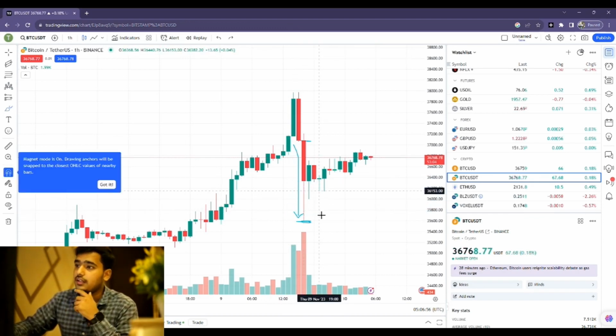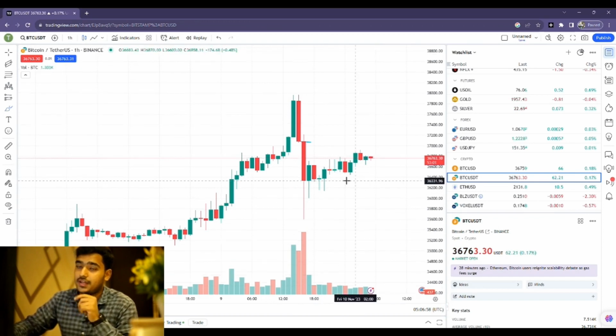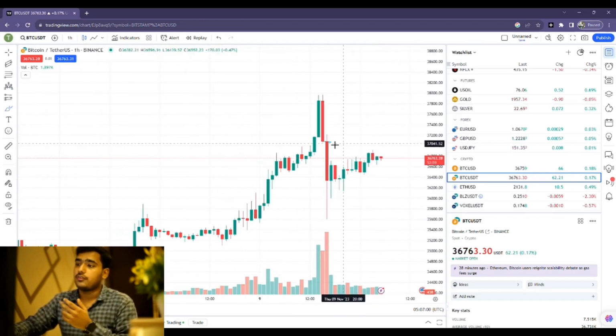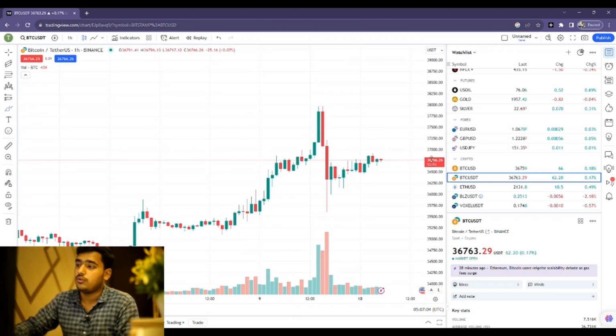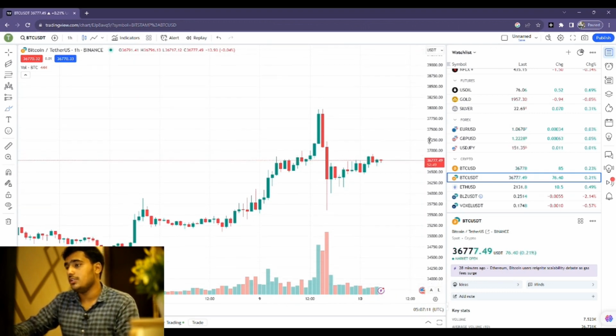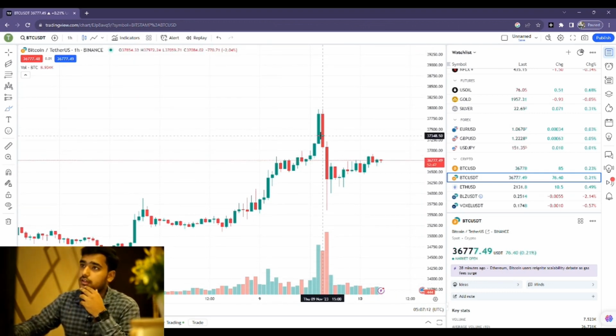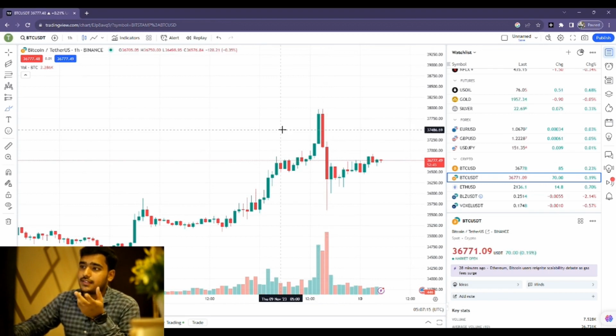Another thing I'm going to tell you is that this is the basic of the candle. We have a lot of candle types in the chart. You can use whatever candle you want as per your analysis, but this one is the basic one, which is the Japanese candle, and that's about the chart.